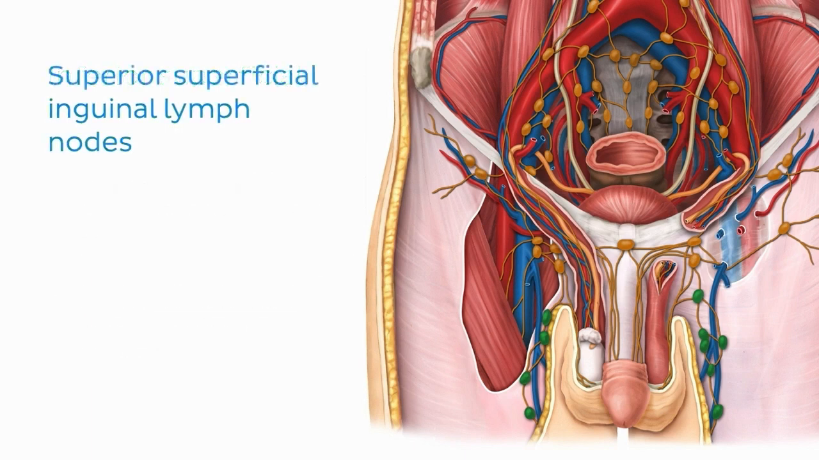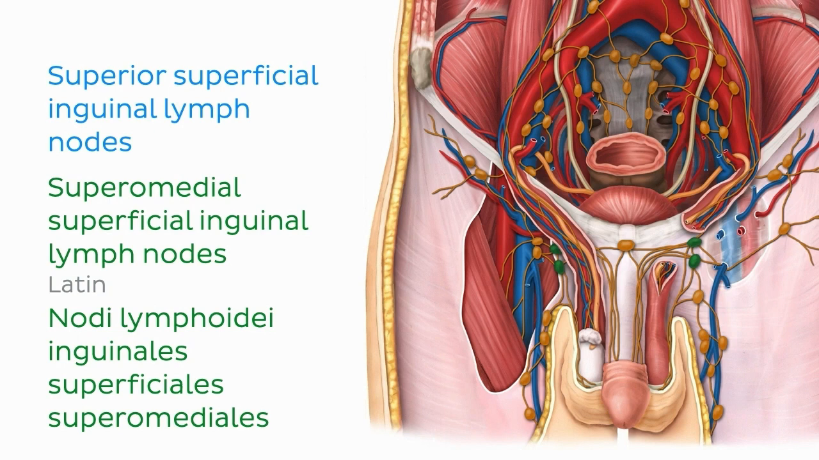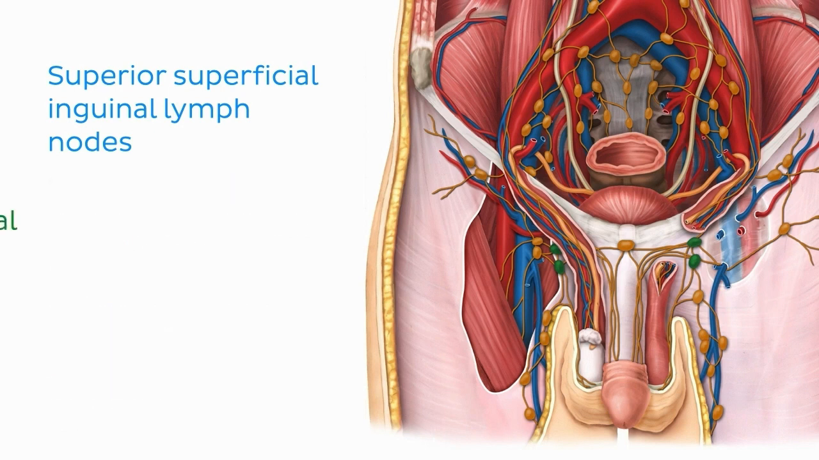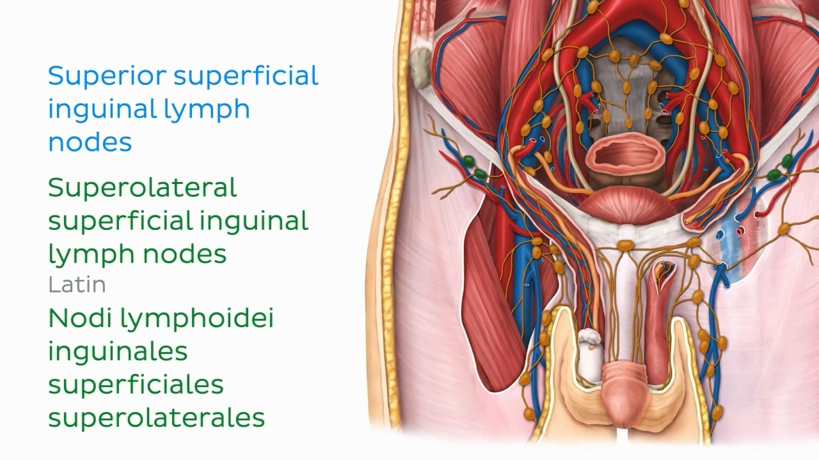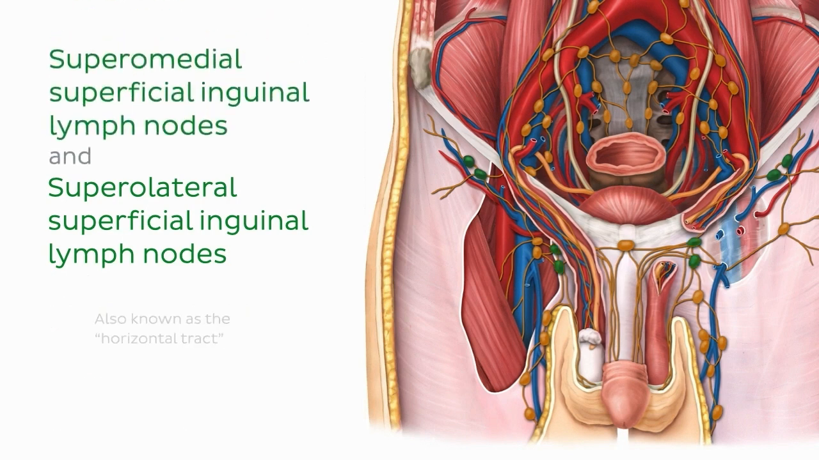The superior superficial inguinal lymph nodes are divided into two groups, the supromedial superficial inguinal lymph nodes, seen here, and the superolateral superficial inguinal lymph nodes, located more laterally. Collectively, these are known as the horizontal tract of superficial inguinal lymph nodes.